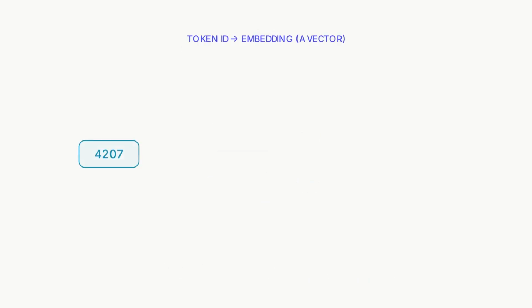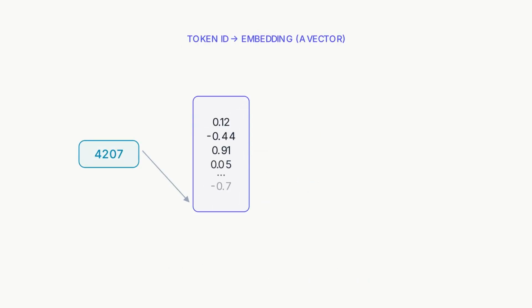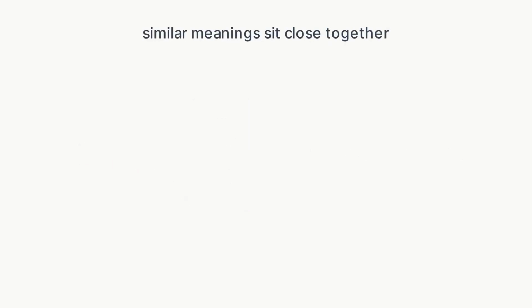So each token ID is converted one more time into something richer, an embedding. An embedding is a long list of numbers, often hundreds or thousands of them. You can think of that list as coordinates, a set of directions that place the word at a specific point in a vast, high-dimensional space. A space of meaning. And here's the beautiful part.